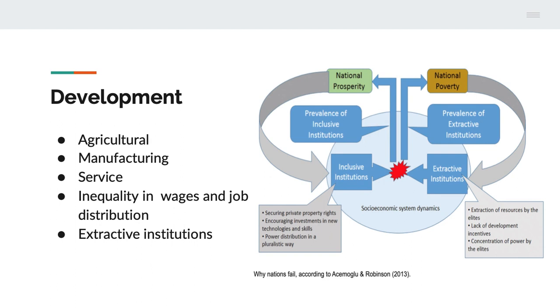Research by Nunn, 2007, highlights the long-term impact of colonialism on development, revealing that extractive practices such as land appropriation, oppressive tax systems, and forced labor stifled growth. In contrast, settler colonialism, characterized by a higher proportion of European settlers, often led to more inclusive institutions and higher levels of development today.